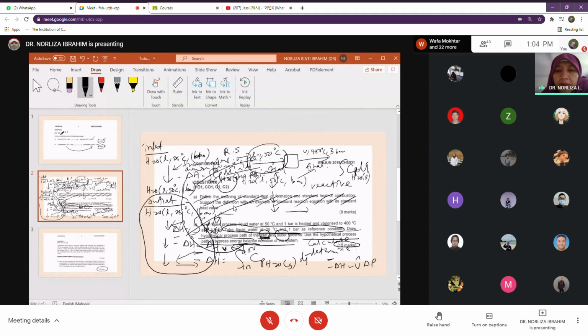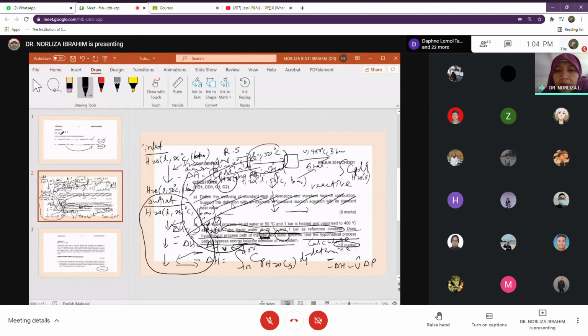Alright, so then you cancel the negligible parameters, and then you say Q equals delta H. So this delta H is actually what? m times H out minus H in. And H out is this one: H out is the summation of CP dT plus heat of vaporization plus CP dT plus V delta P.